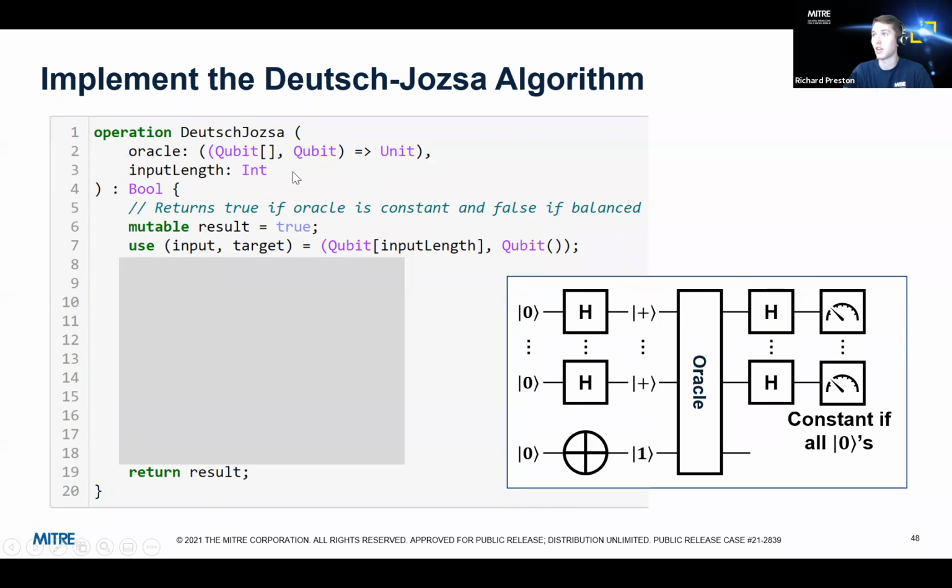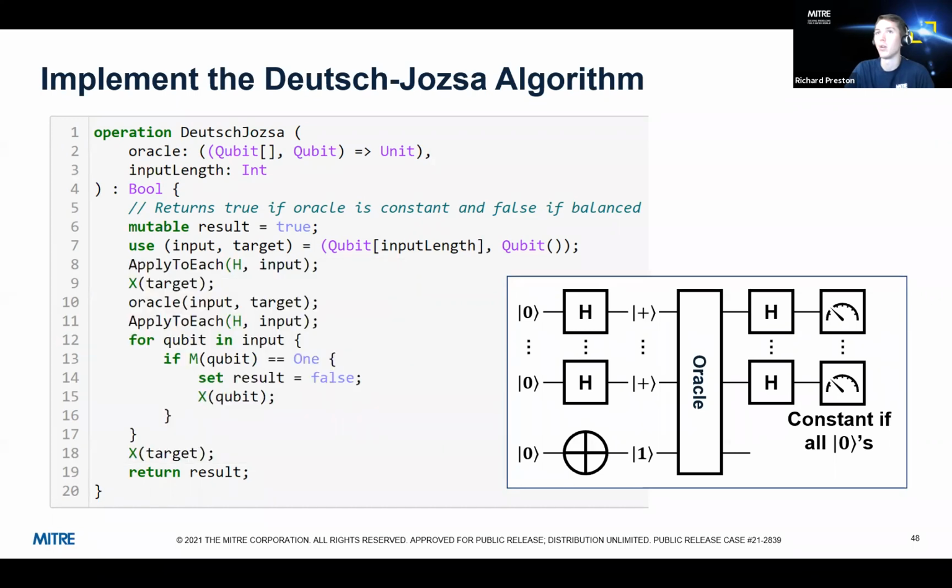So try this scaffolding, see if you can implement this circuit diagram, and return true if the oracle is constant and false if it's balanced. Remember, it's constant if everything is a 0 when measured. And we're running up against time. So look away if you want to try it by yourself, but I think we need to move on and wrap up because I want to show you how to test it.